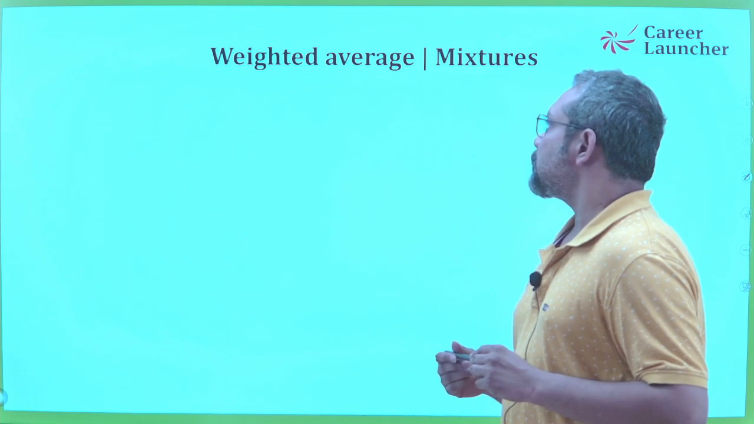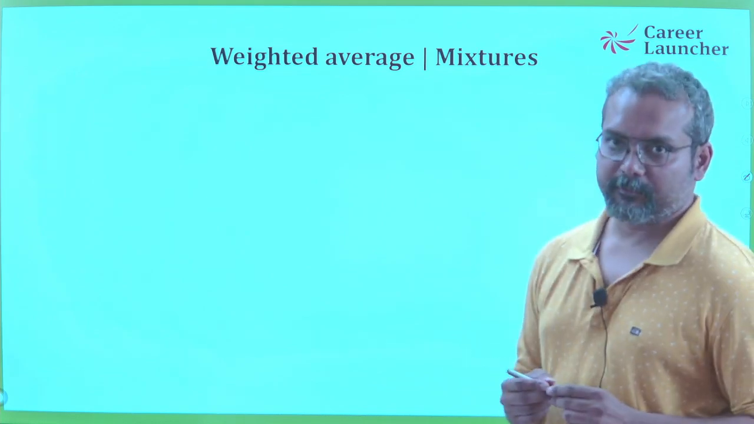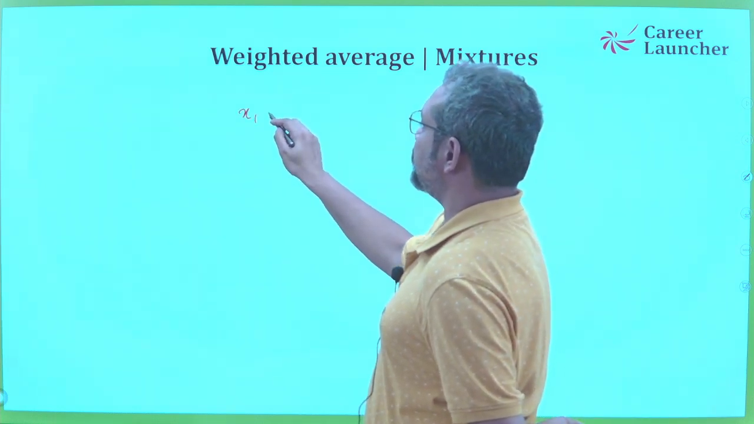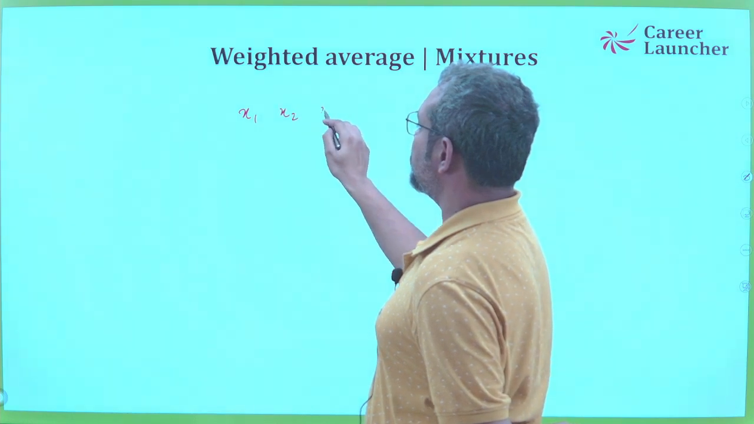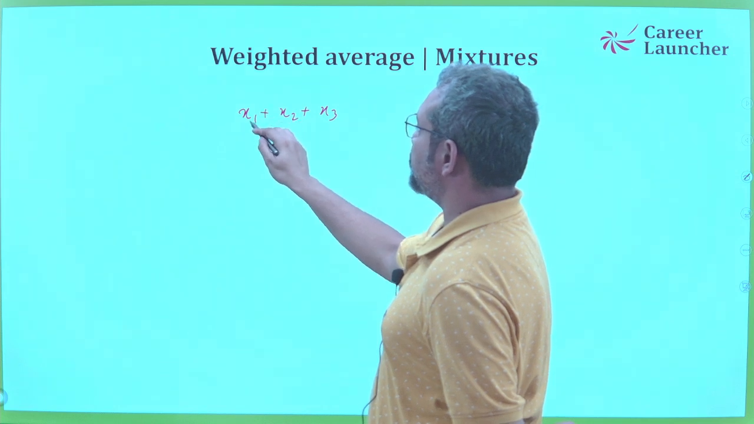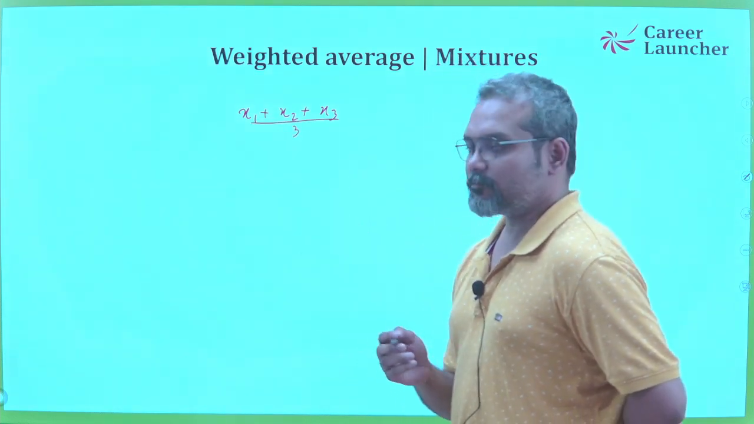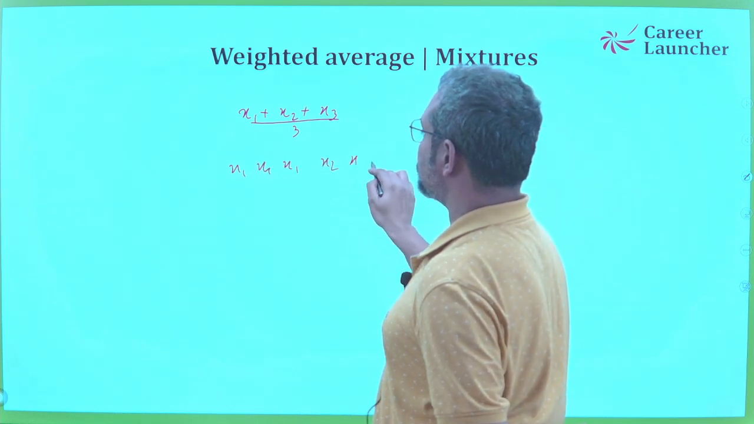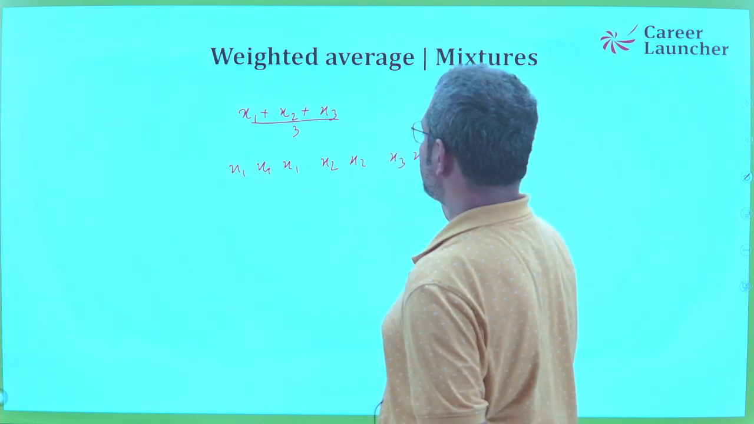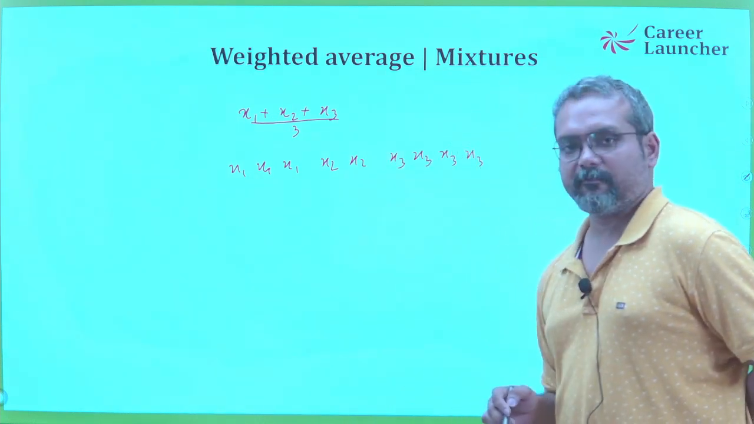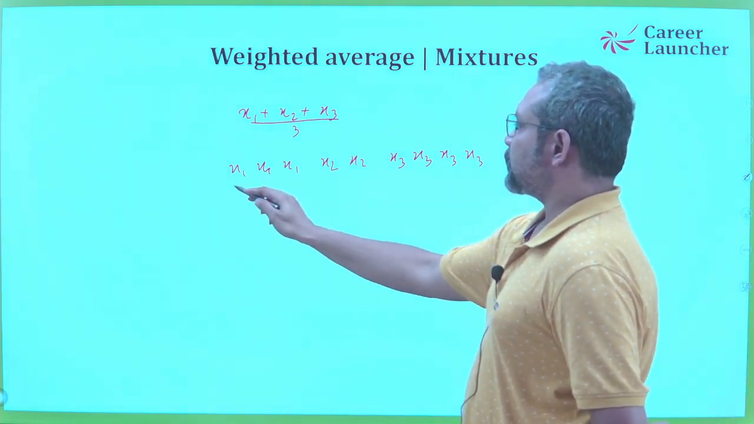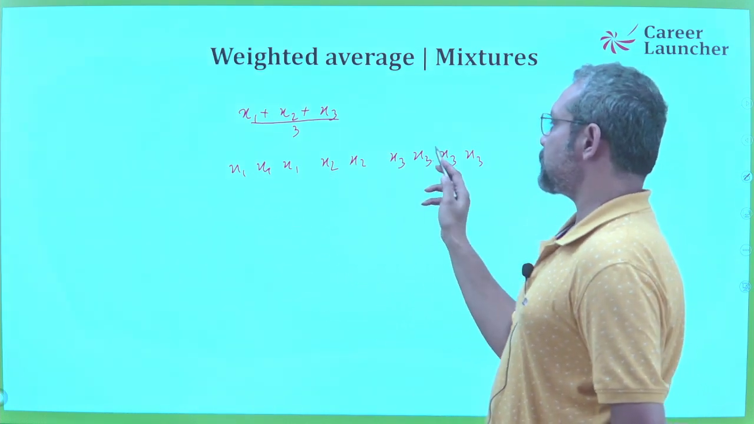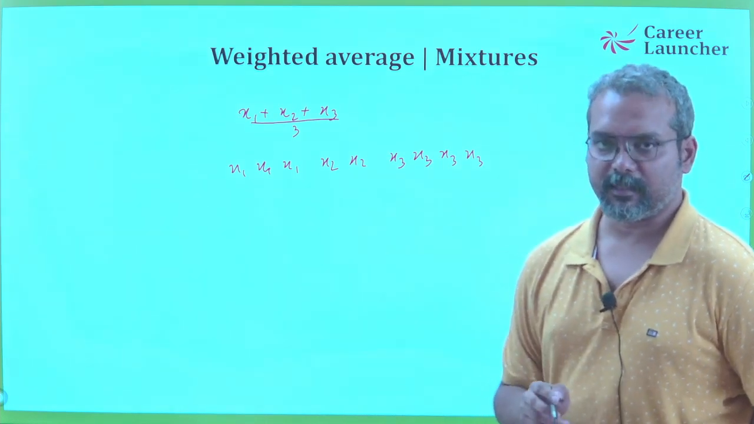We are discussing the concept of weighted averages on mixtures. So what is weighted average? When we did averages, we said that if I have x1, x2, x3, I want to find their average, I'll just add them and divide by 3. Simple. But what if I have x1, x1, x1, x2, x2, x3, x3, x3, x3, and I want to find their average? I can just add them again, x1 plus x1 like that. You can add everything up and divide by 9 terms.